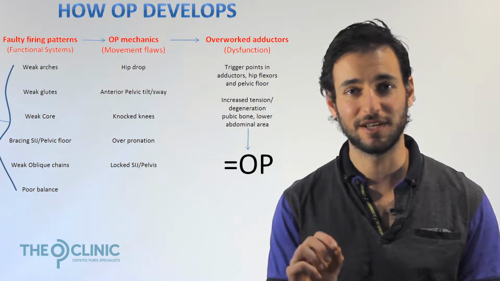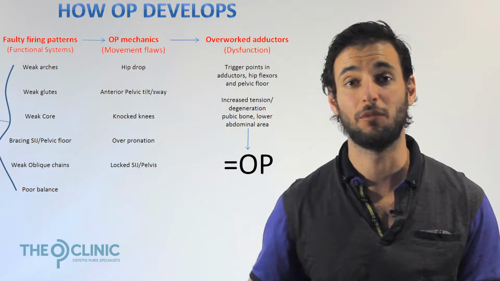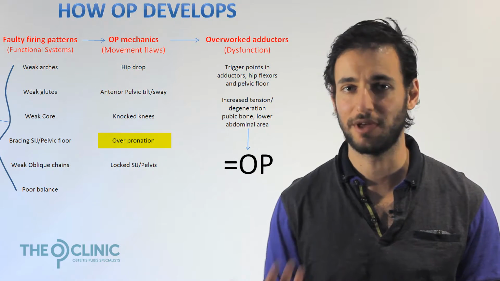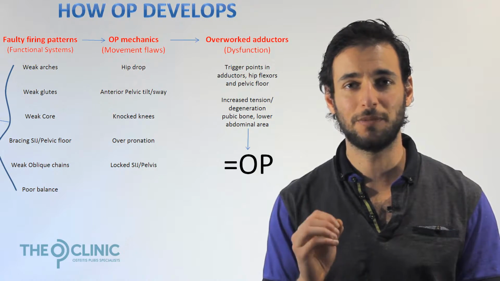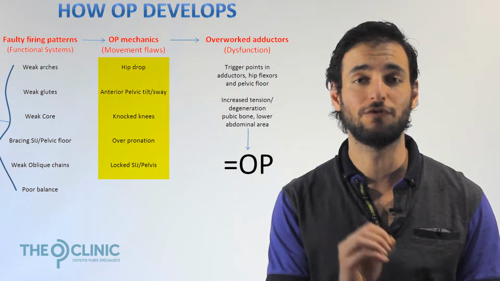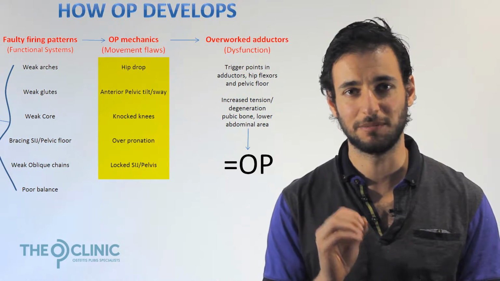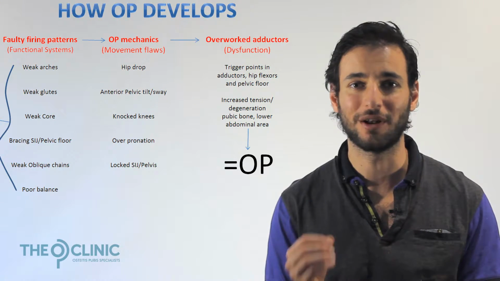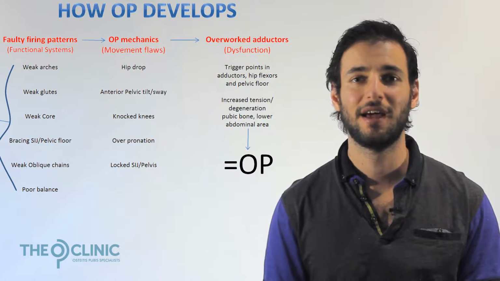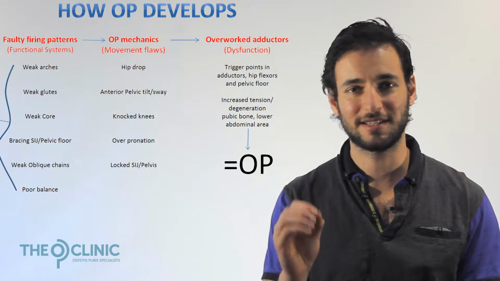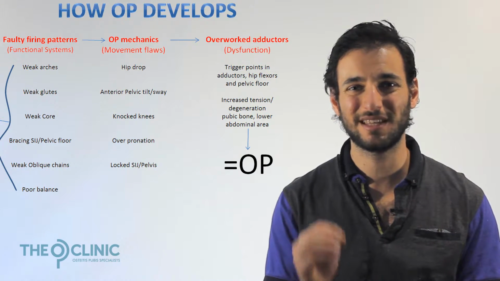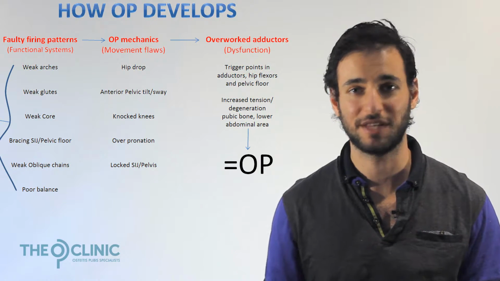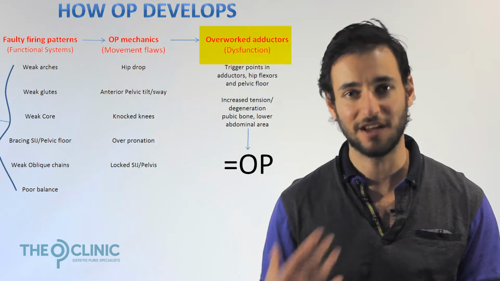That doesn't mean the degree is the same with every patient. Some people are going to have more problems with their hip drop. Other people are going to have more problems with their pronation. The issue is that OP patients will have some degree of all 5 of those weaknesses. That means they're having difficulty stabilizing their entire body because every one of those functional systems is compromised. And so what tends to happen with OP patients is that the only muscle still working and protecting their body from injury is their adductors.